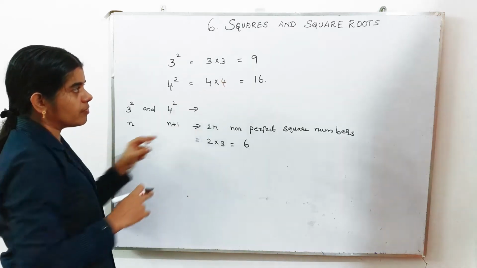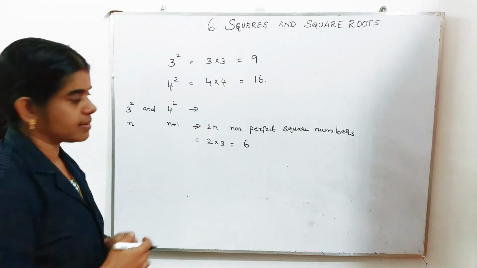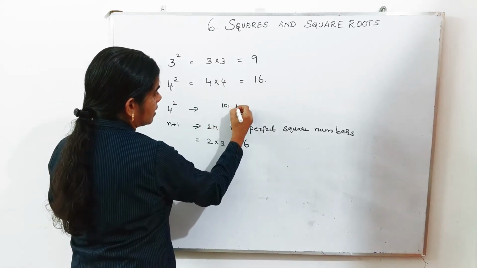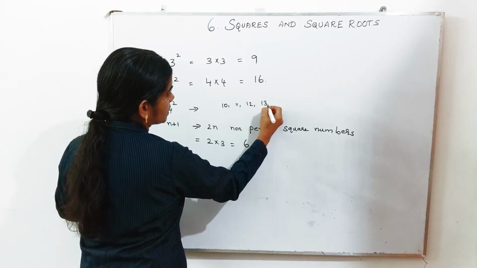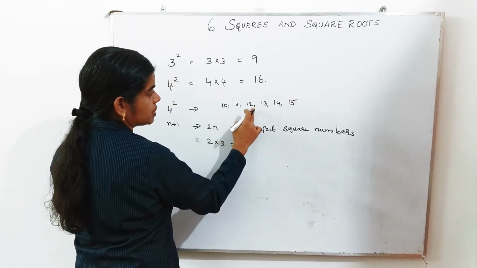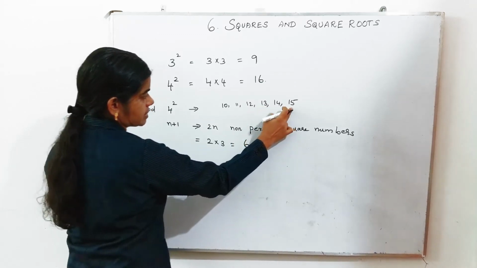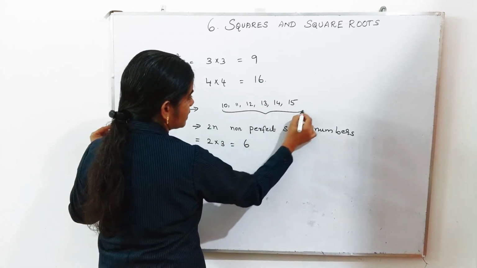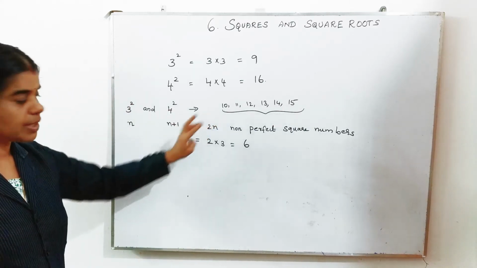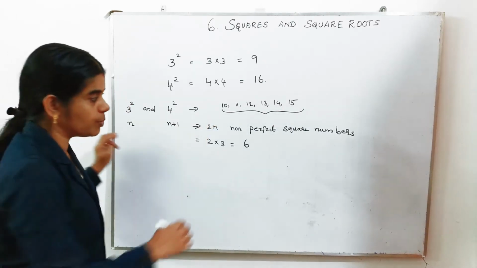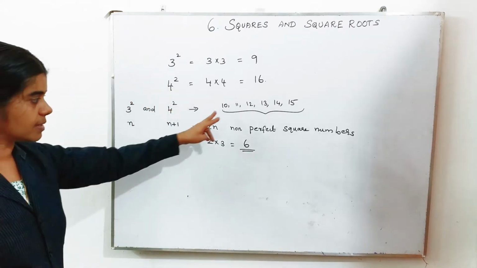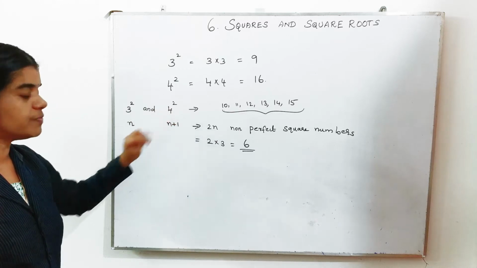These are very small numbers, therefore we can check. After 9, what will be the next number? 10, 11, 12, 13, 14, 15. How many numbers? 1, 2, 3, 4, 5, 6. These are the non-perfect numbers between 3 square and 4 square. Without writing this, using the formula, you can say 6 non-perfect square numbers are there between 3 square and 4 square.